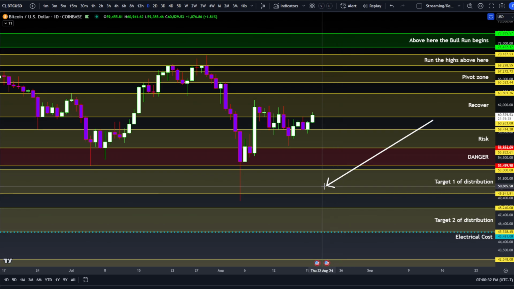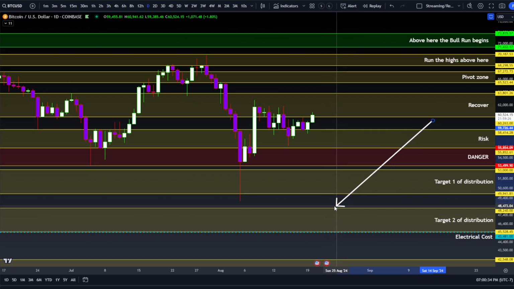Target two of distribution is the prior cycle's bear market lower high. It was the first lower high that kicked off the bear market from 2022 in this case. And that's at 48,240 on the wick, 245.5. You'll hear me generally refer to this zone as 45 to 48. So 45 down here to 48. You might notice the electrical cost down here.